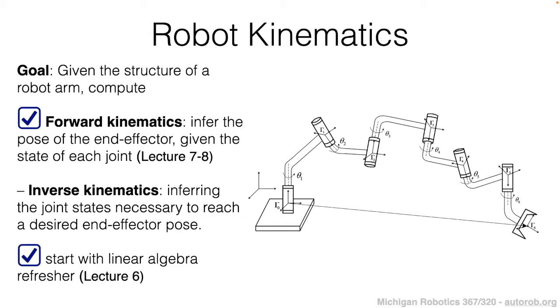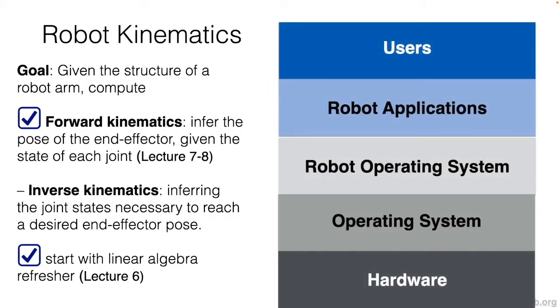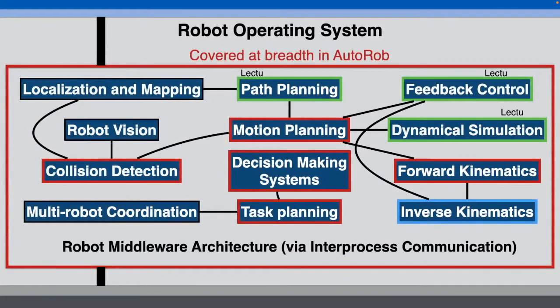Within our robot operating system, both forward kinematics and inverse kinematics can be thought of as core modules that we would want to have implemented. As a refresher about where we stand within our course, you'll recall that we discussed the various modules that you might want within a robot operating system. Some of the possible modules and functionalities are defined here on this slide.